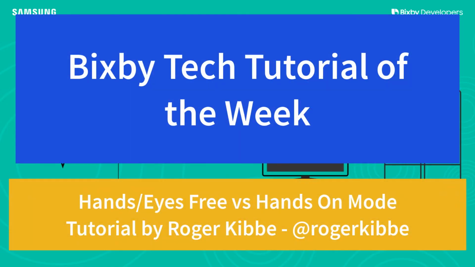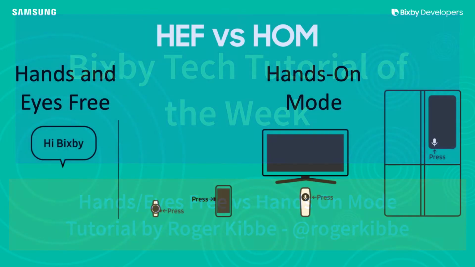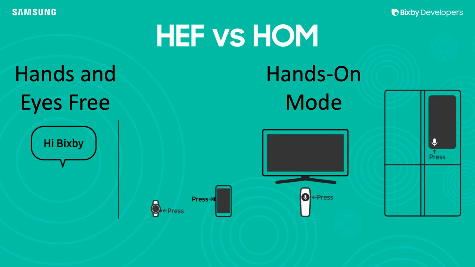A Bixby user can invoke Bixby two different ways. One is by saying "Hi Bixby," which we call HEF or hands and eyes free mode. The other way is by using the Bixby button, which we call HOM or hands-on mode. Why as a Capsule developer would you care about this?